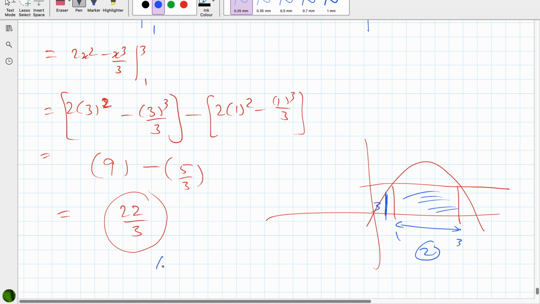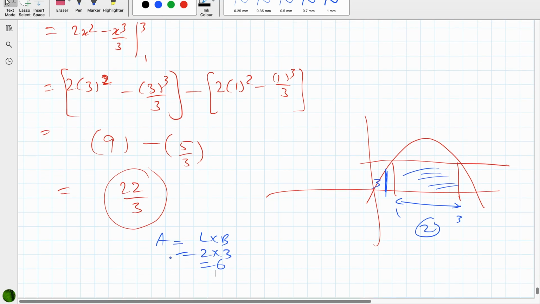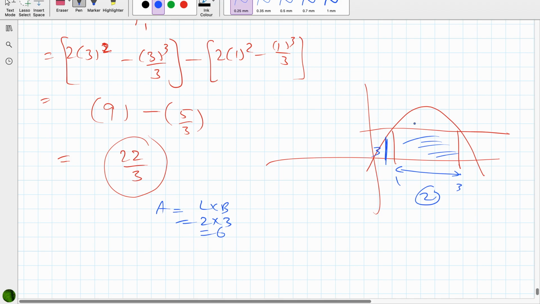So the area of the rectangle is length into breadth. Length is 2, breadth is 3, it is 6. So the larger area, that means this complete section, is 22 by 3. So the area of the shaded region is equal to 22 by 3 minus 6, which is 4 by 3. Omar, do we have the same answers?